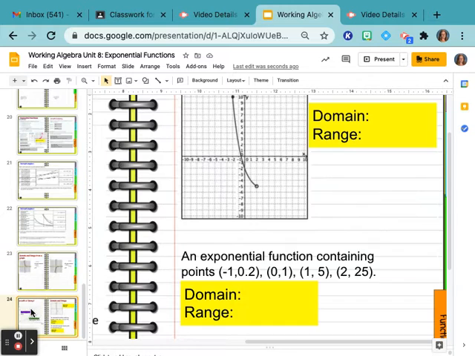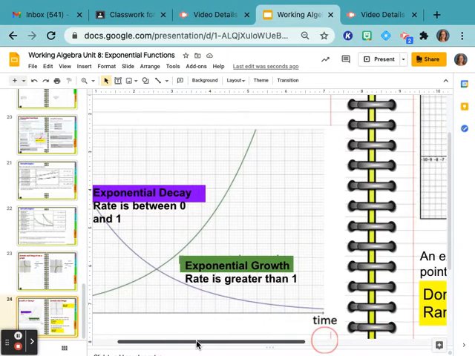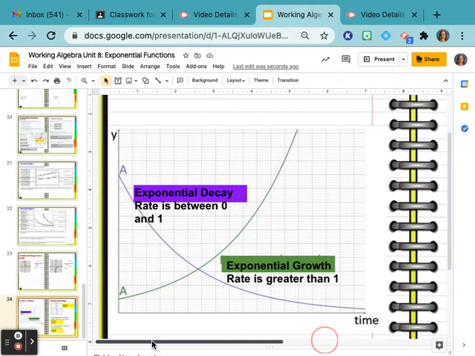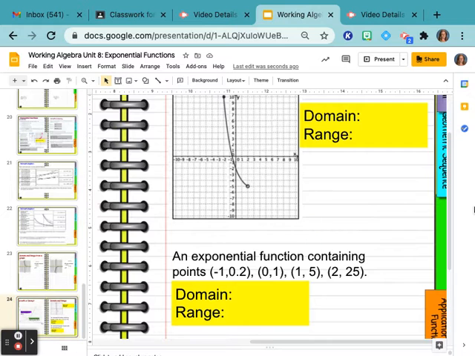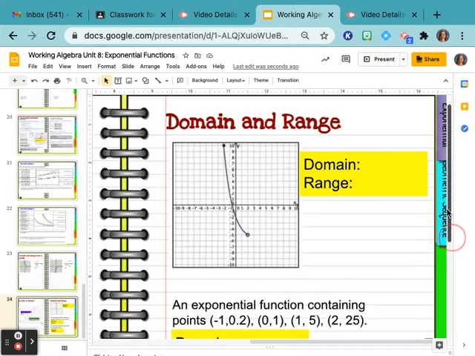Let's move on to slide 24. On Friday, we talked about exponential growth and decay. So let's move on over to domain and range on the right-hand side.